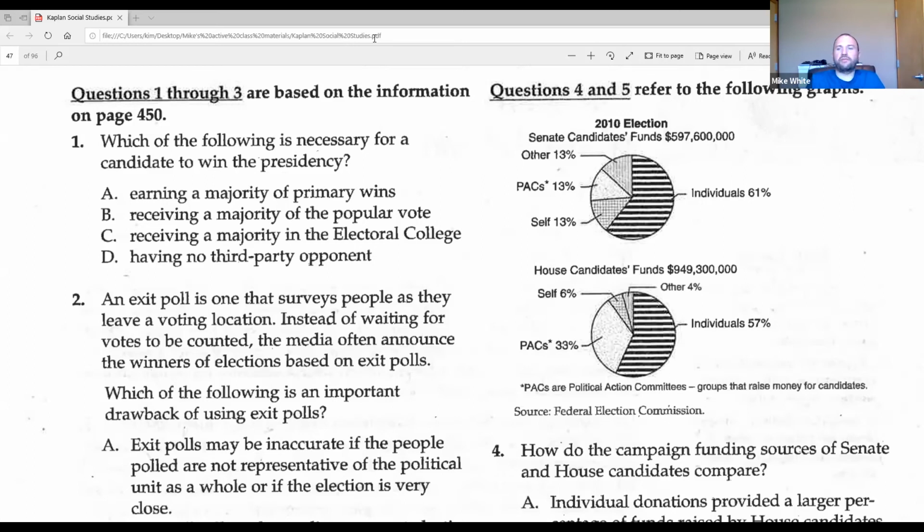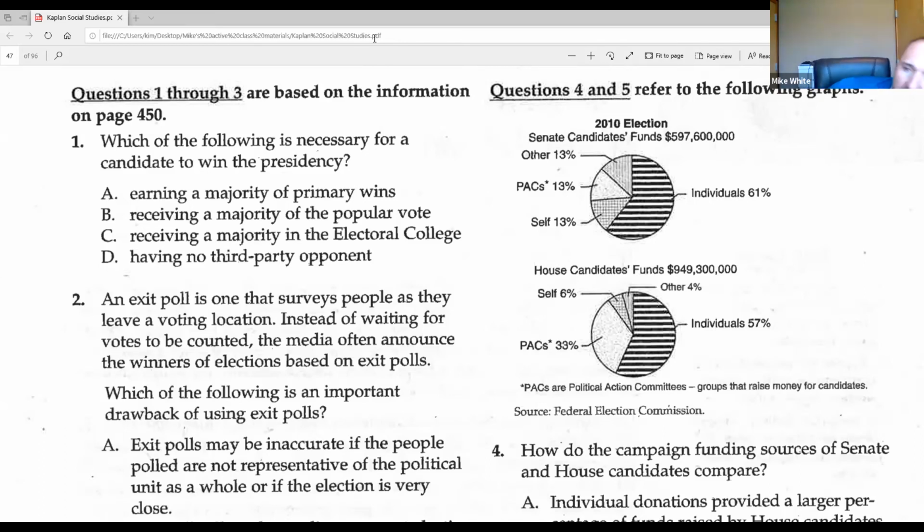B, receiving a majority of the popular vote. Remember, that means winning the election based on national percentage. But like I said, the presidency isn't decided on popular vote. It has happened frequently recently, but over the course of history, it is somewhat rare. But it is possible to win the election and lose the popular vote. So B is not necessary.